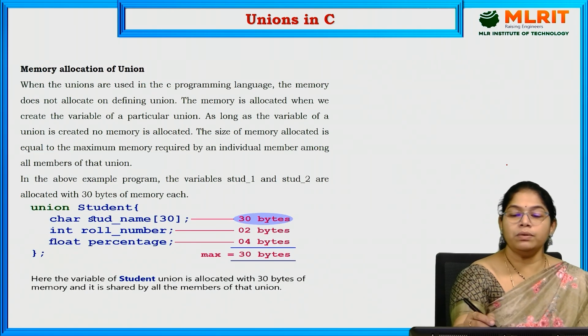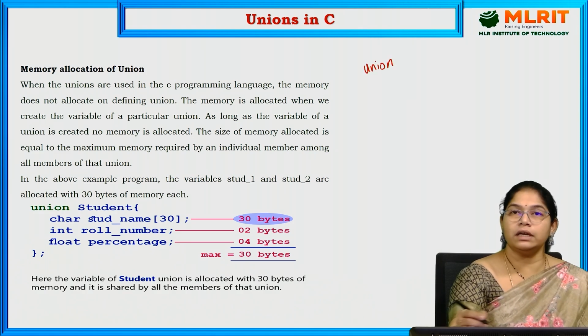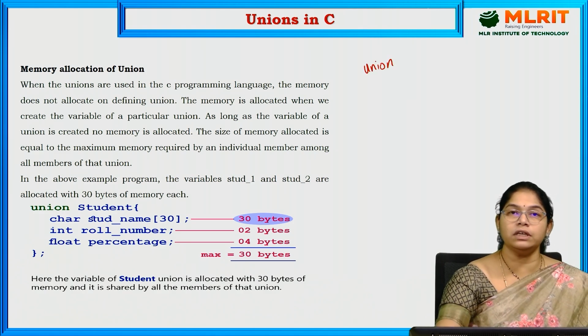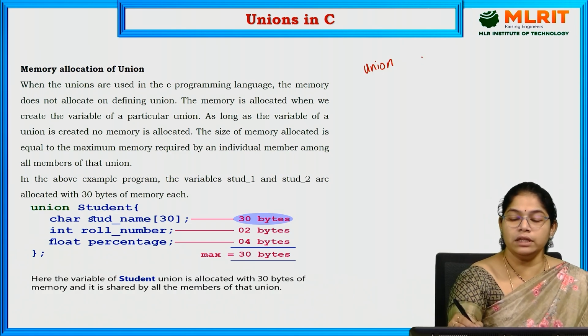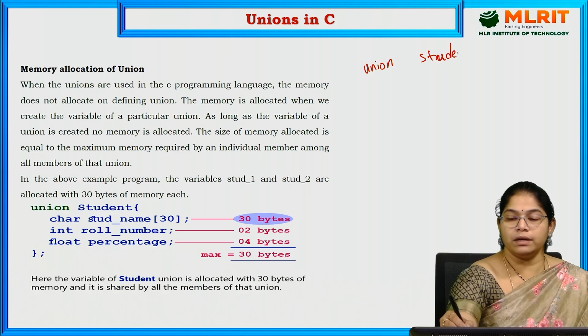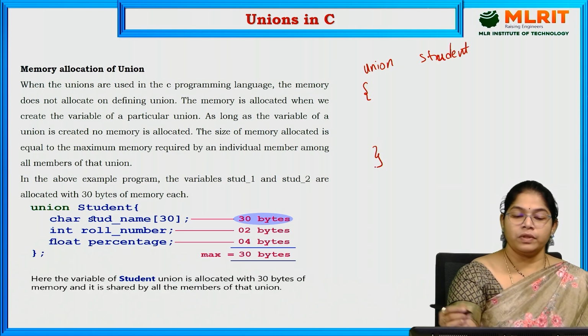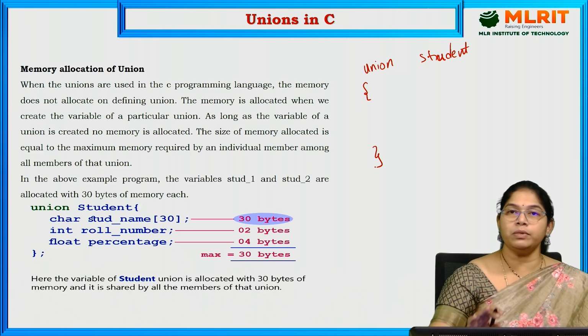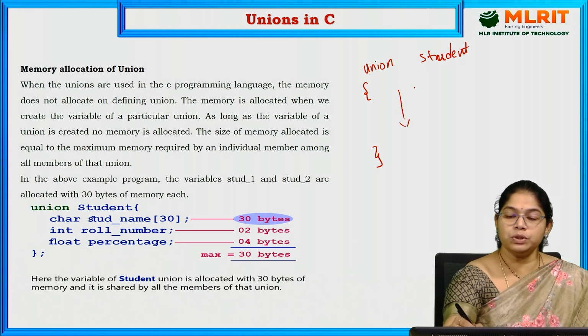So how to write a union? A union is like a structure. In a structure, we use the struct keyword; in a union, we have to use the union keyword. Union, then the union name. Let us suppose I am considering student, the same example. Here we write the members of the union, that means the details of the student.